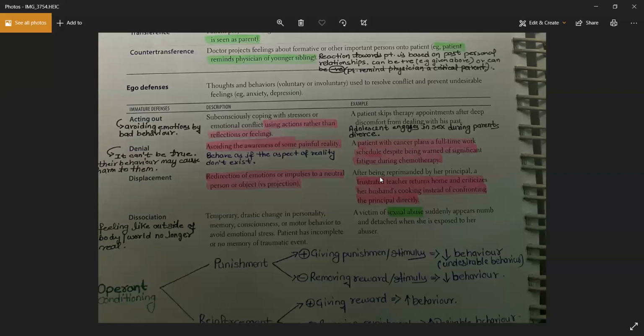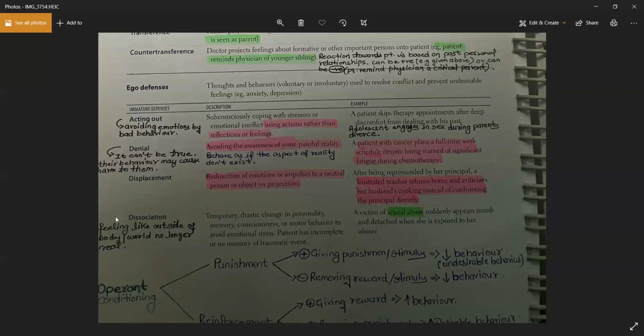For example, after being admonished by the principal, a frustrated teacher returns home and criticizes her husband's cooking instead of confronting the principal directly. Instead of telling her feelings to the principal directly, this teacher scolded her husband, because she cannot do that with the principal. Similarly, if a boss in a company has a fight with his wife or someone, and then scolds all the receptionists instead of the wife directly, you call that displacement. It's like displacing his anger onto someone else.